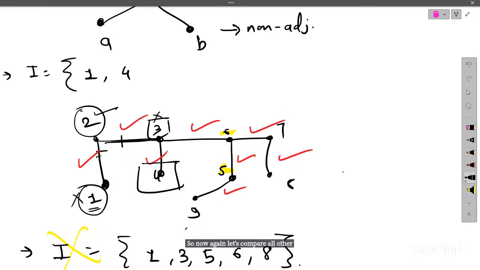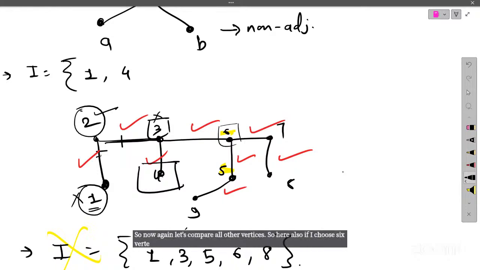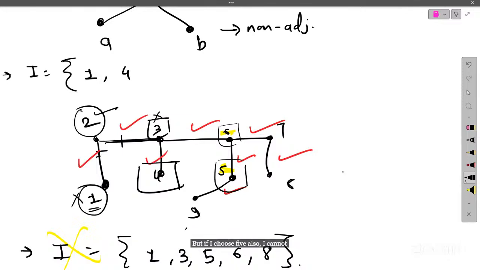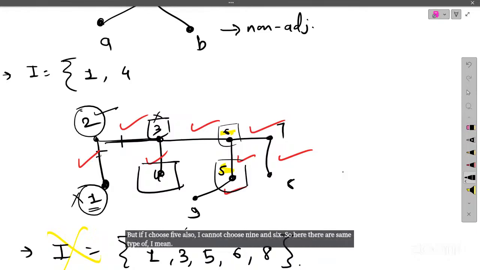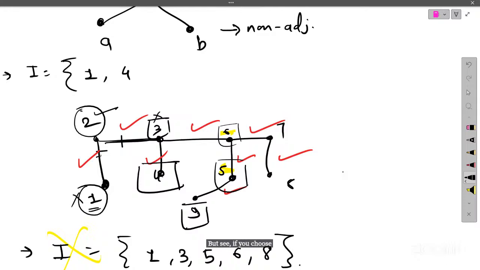So here also, if I choose vertex number 6, I cannot choose 5 and 7. But if I choose 5, I also cannot choose 9 and 6. So here we are discarding 2 vertices only. If you choose 6 also, you discard 2 vertices. But see, if you choose 9, then you can choose 6 too. You cannot choose 5, but you can choose 6 too. So it's better to choose 9.